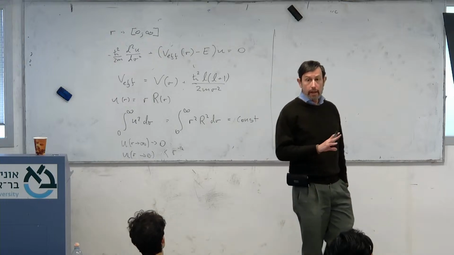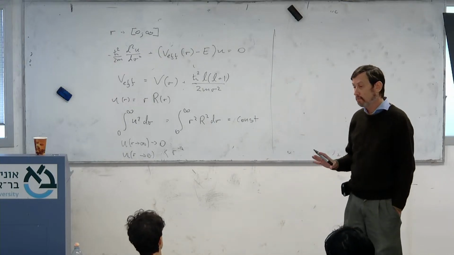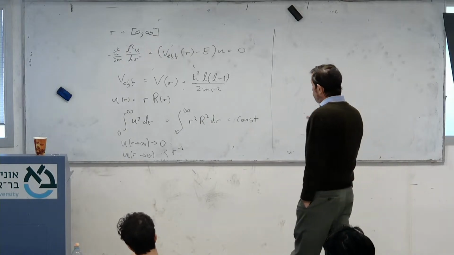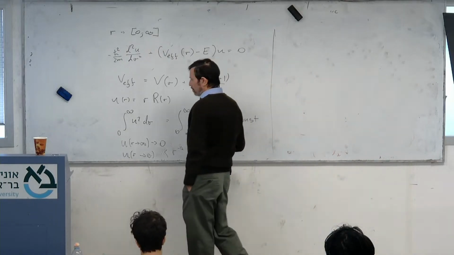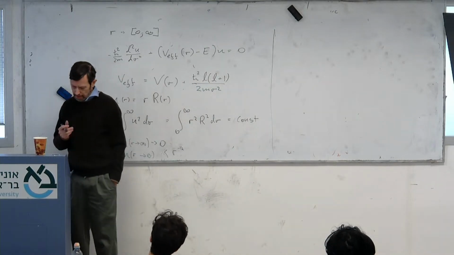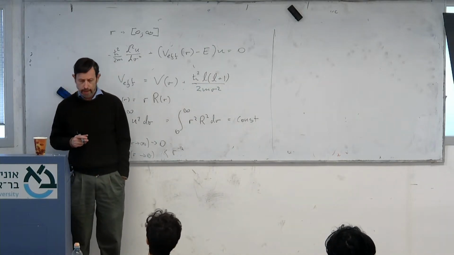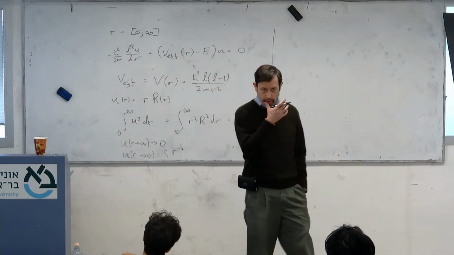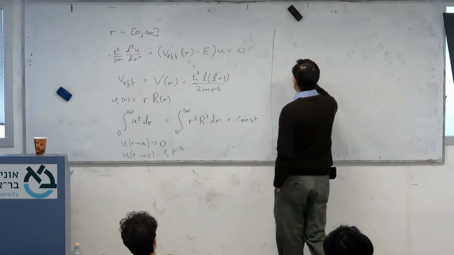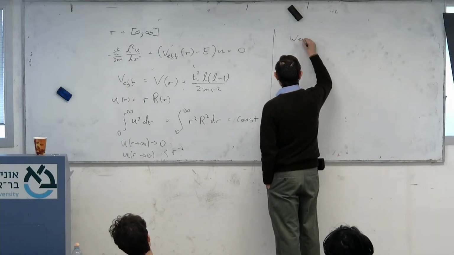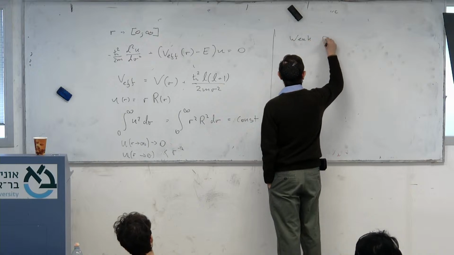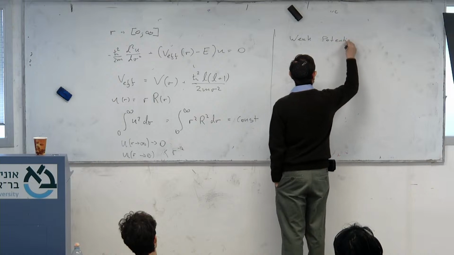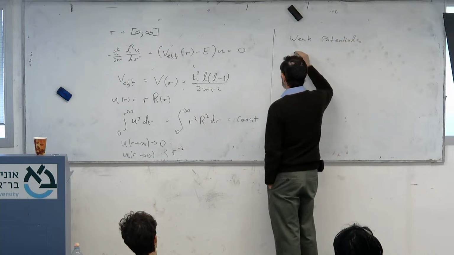Okay, this is again general for any form of V of R. Now I want to look a bit more carefully into the behavior of Coulomb-like potentials, or weak potentials. What do I mean by weak potentials?